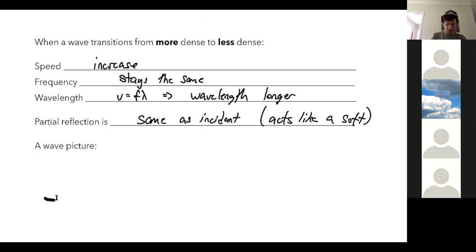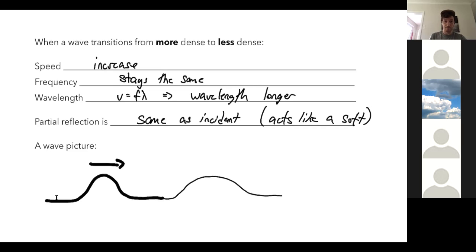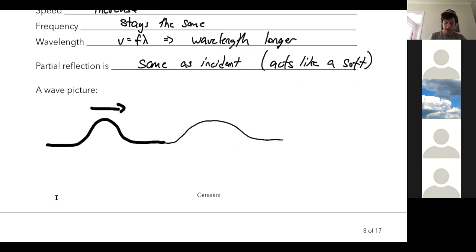Here we have our wave going in like this, like that. We've got our wave traveling like that. We'll say that thing is, actually, I won't add that quite yet. But then it goes into a less dense medium, a skinny one. The wavelength is going to increase, make that much, much longer, like so. And the partial reflection through this wave is the same as it was.